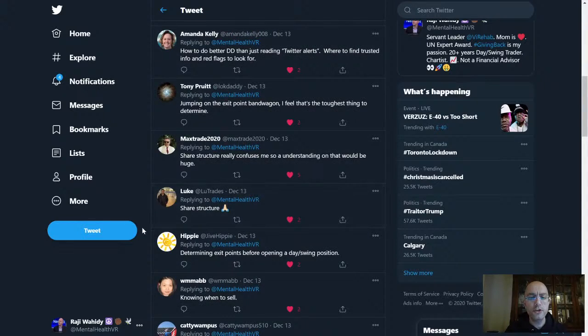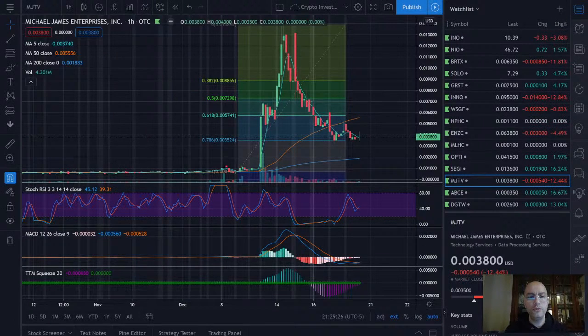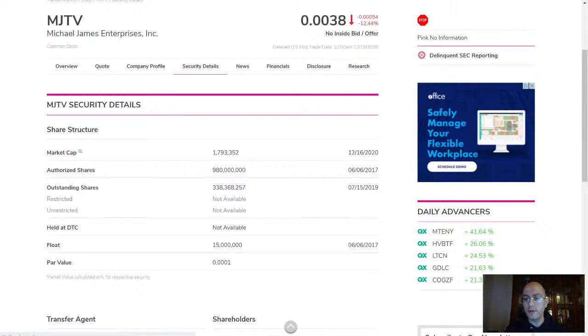Next one, share structure really confuses me, so an understanding of that would be huge. Okay, very good. So let's go to OTC Markets. Share structure and what have you.